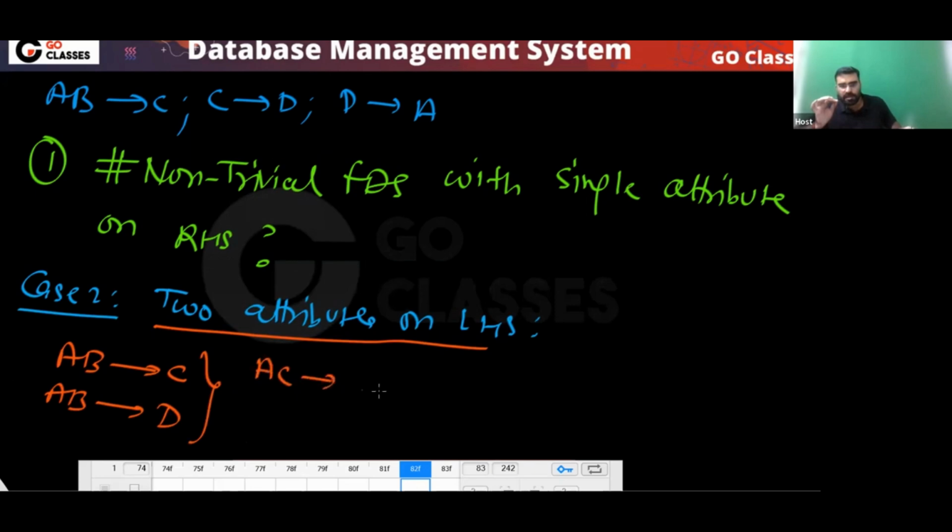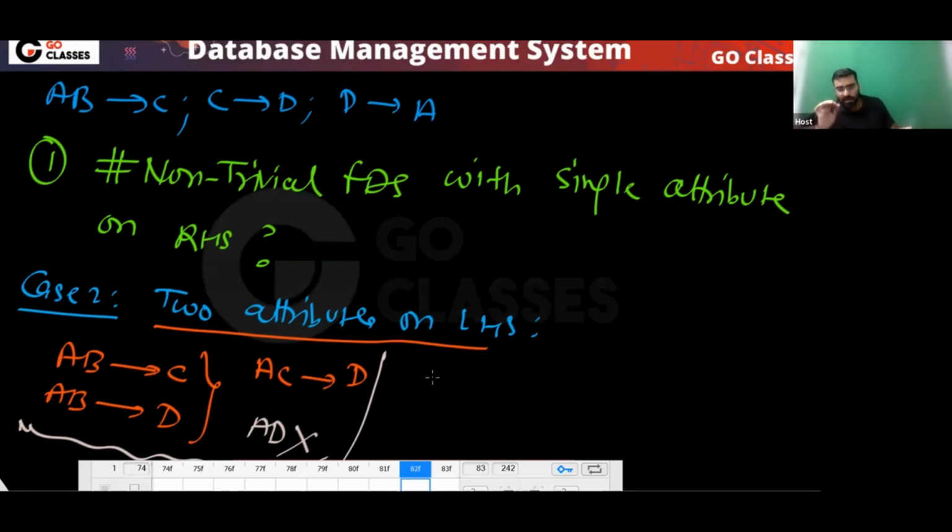What about AC? If you find the AC closure, you will find that it will give you D. So AC is done. What about AD? The AD closure will not give you anything, so AD is done. So 3 we got because of A. If you include A on the LHS, then we got 3.